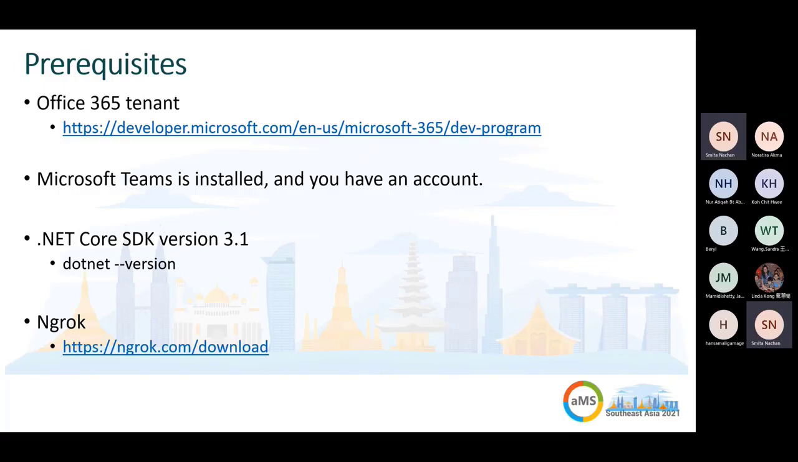Any free ngrok plan will generate a new URL every time you run it, which requires you to update the Azure AD registration and then the app manifest file as well. And if you have a paid account with ngrok, that subdomain will be constant throughout. Okay, so these are all of the prerequisites that you will need.